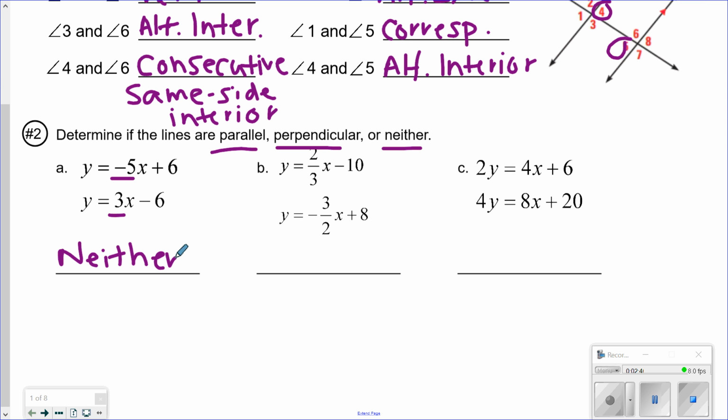All right, let's look at B. For B, my slope is 2/3. And for the second equation, it's -3/2. So those are opposite reciprocals. So these two lines are perpendicular.